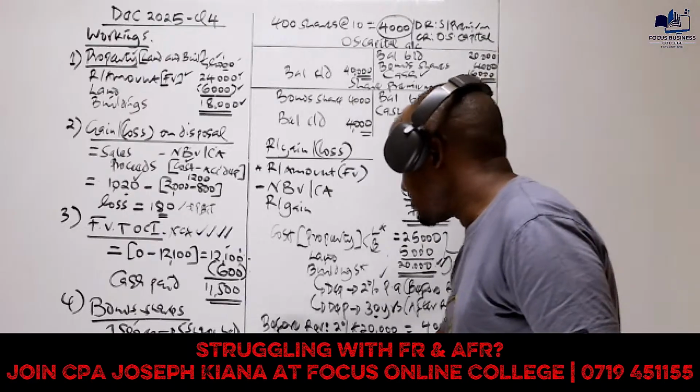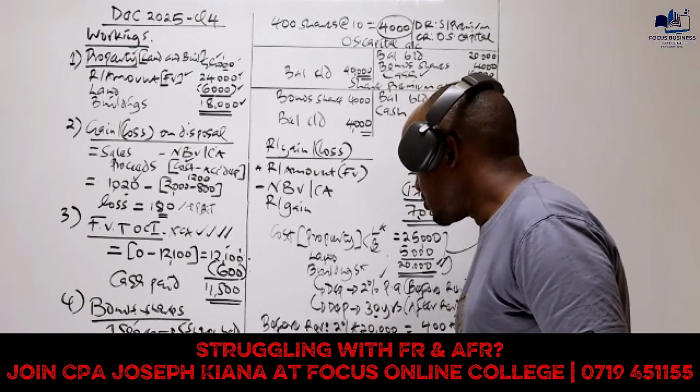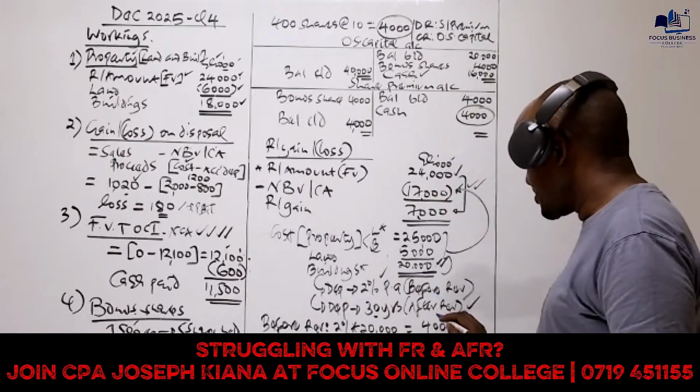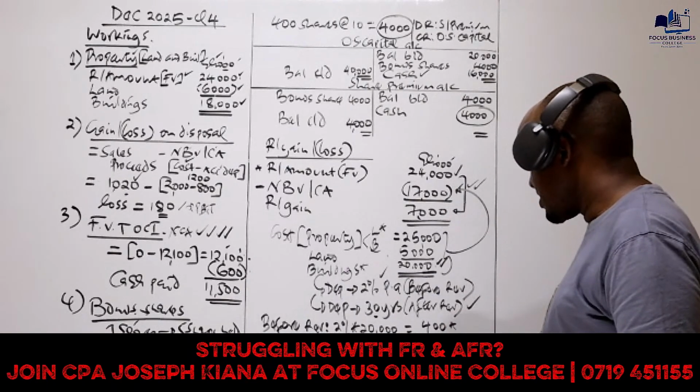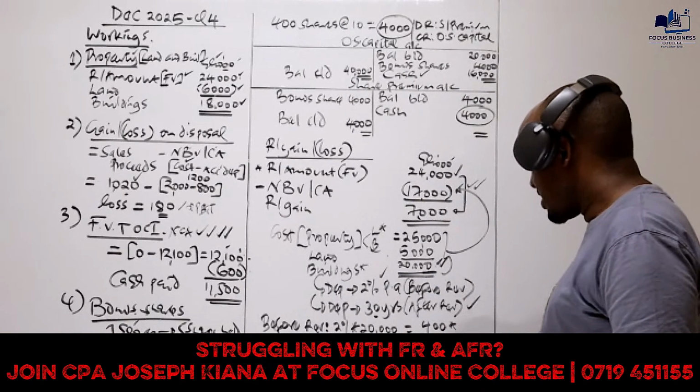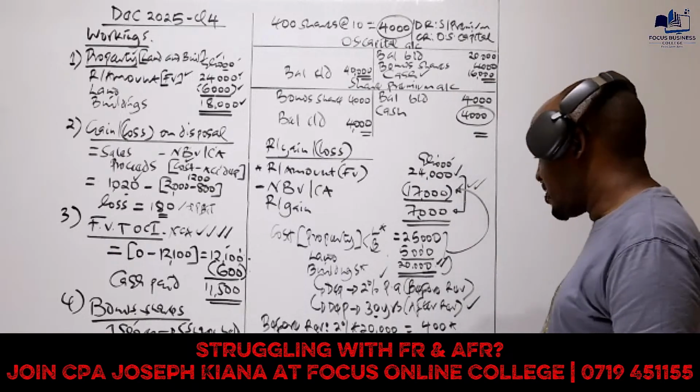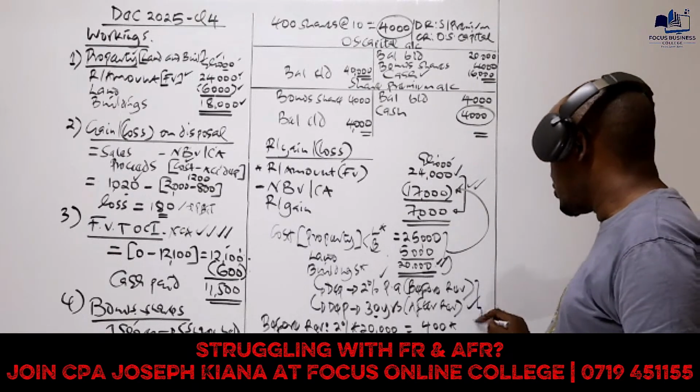Now, what is the excess depreciation? The excess depreciation in this case is the difference, which is 200. You can see the depreciation increased by 200. So that is why it was important for you to understand all this.